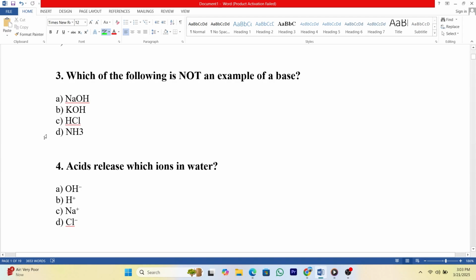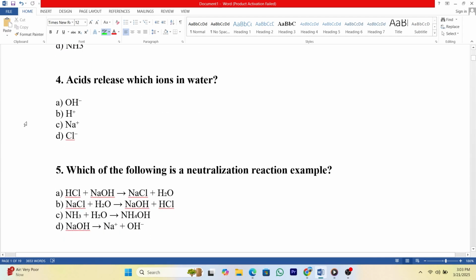3. Which of the following is not an example of a base? A. NaOH. B. KOH. C. HCl. D. NH3. Answer: C. HCl.